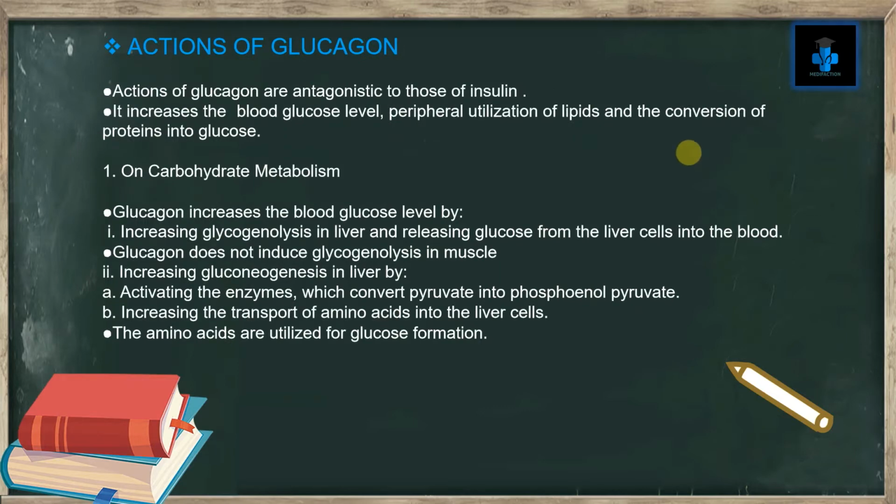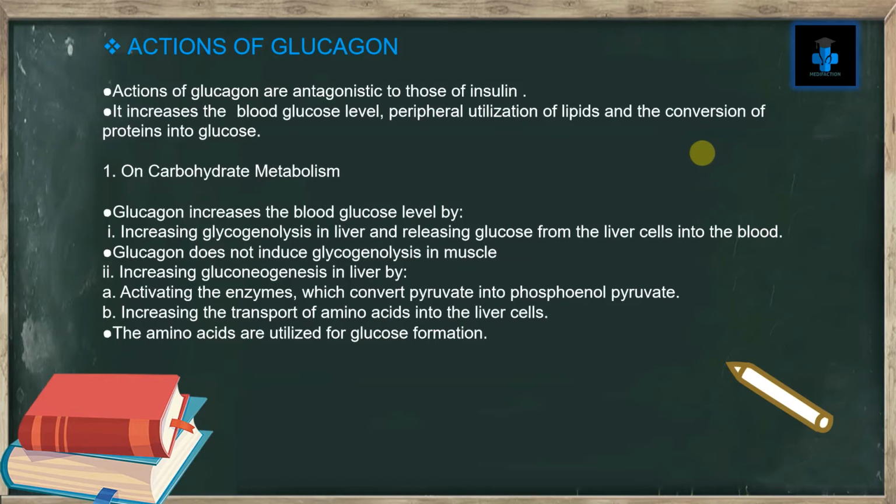Actions of glucagon. Actions of glucagon are antagonistic to those of insulin. It increases the blood glucose level, peripheral utilization of lipids, and the conversion of proteins into glucose. Now let's go over each. Number 1. On carbohydrate metabolism. Glucagon increases the blood glucose level by number 1.